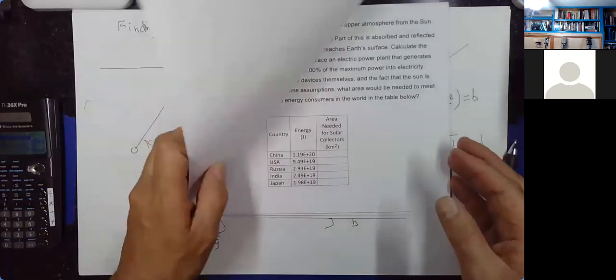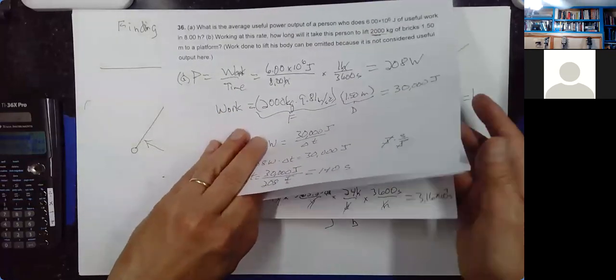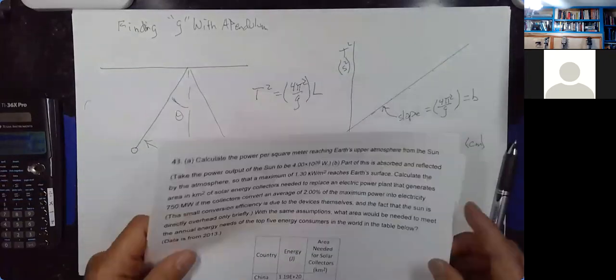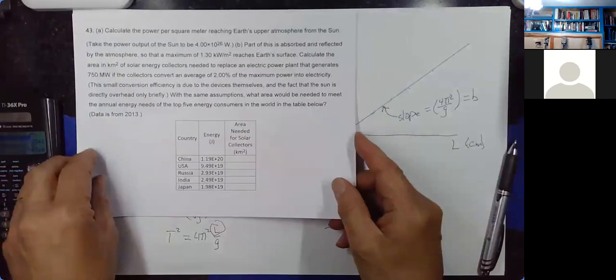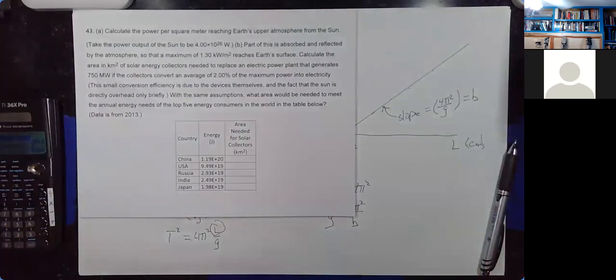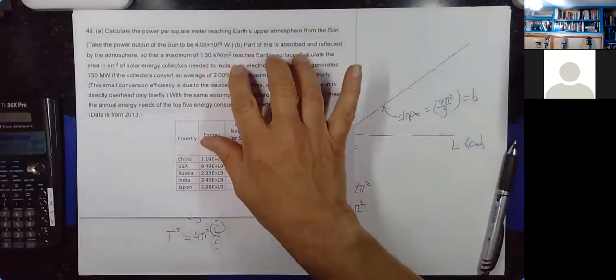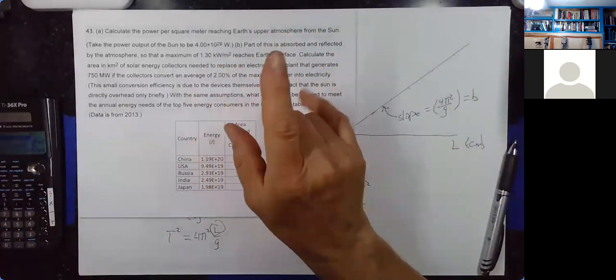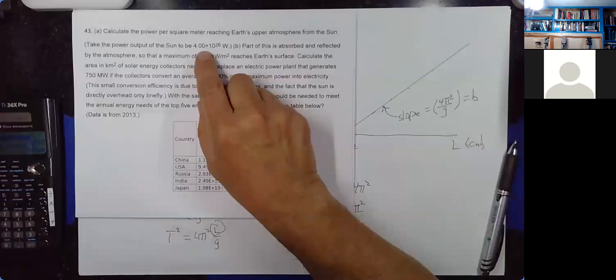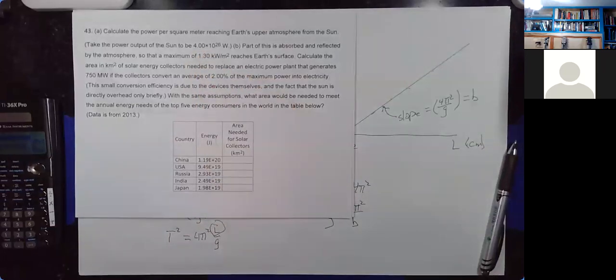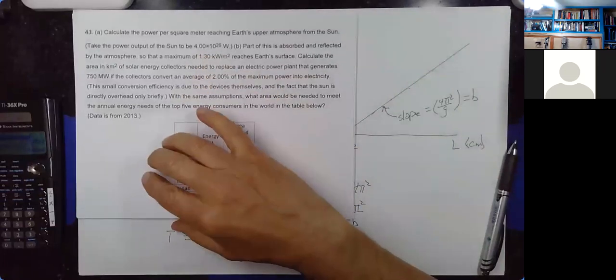Okay, this is the energy chapter, and there's some interesting questions in here. We're going to need scratch paper for this. Calculate the power per square meter reaching Earth's upper atmosphere from the sun. And the power output of the sun is rounded here. It's actually, I think, 3.86 if I remember, but this is close enough. That many watts, 4 times 10 to the 26 watts.